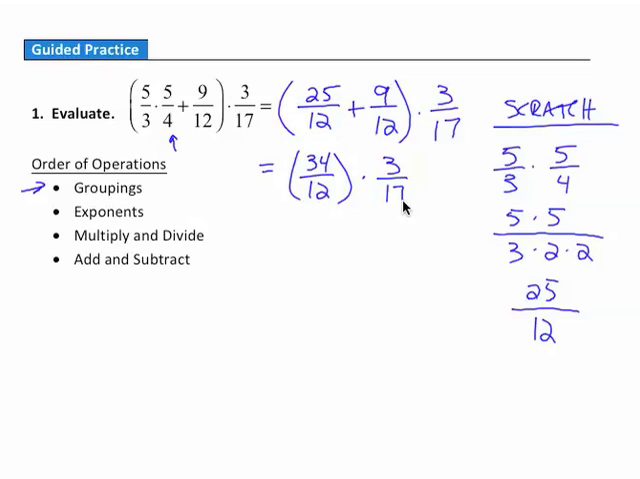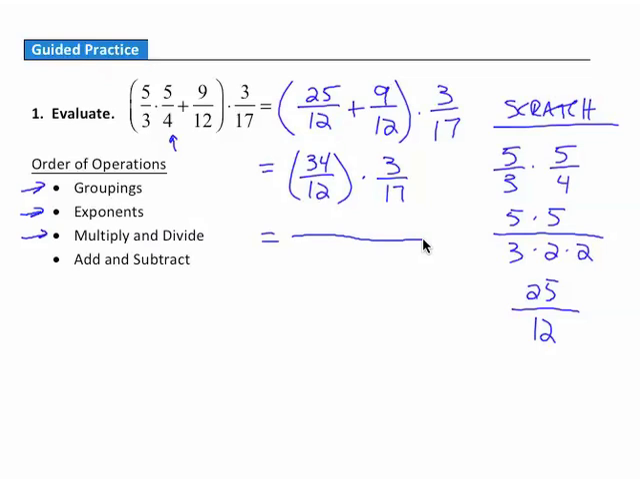I'm done with the groupings. I don't have any exponents. I do have some multiplication to perform here: 34/12 times 3/17. Let's take a look. Since this is my last step, I'm actually going to perform this multiplication in my order of operations expression and not go over to the scratch work.